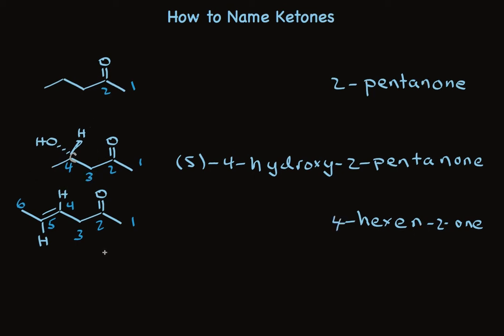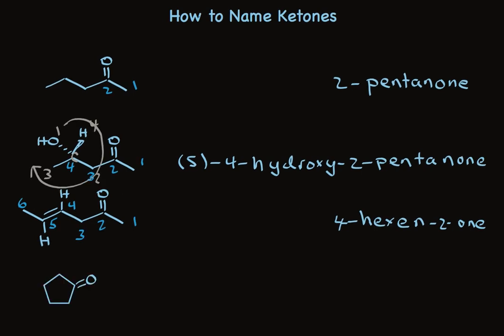There's one more detail about this name. We need to assign E or Z stereochemistry to the alkene. To do that, we'll look first at the carbon on the left and see that compared to the hydrogen, this methyl is higher priority. And then we'll look at the carbon on the right, and compared to this hydrogen, this alkyl group has higher priority. Those 2 groups are on opposite sides of the double bond, so that is the E stereochemistry. And again, we'll put it in parentheses. So the full name is E,4-hexene 2-one.